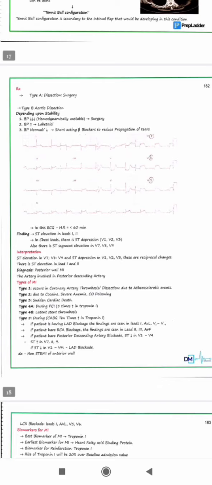Now we have the management. We go for type A dissection or type B for the aortic dissection. Depending upon the stability, we modify our type of treatment.